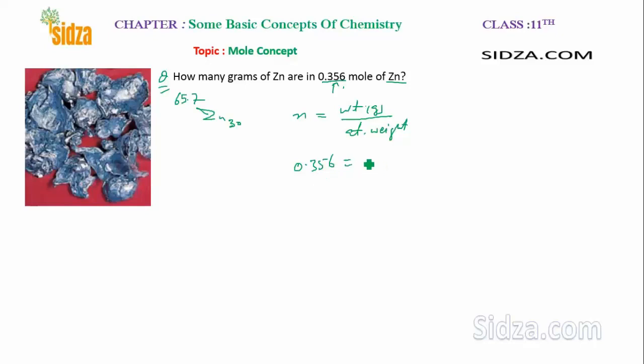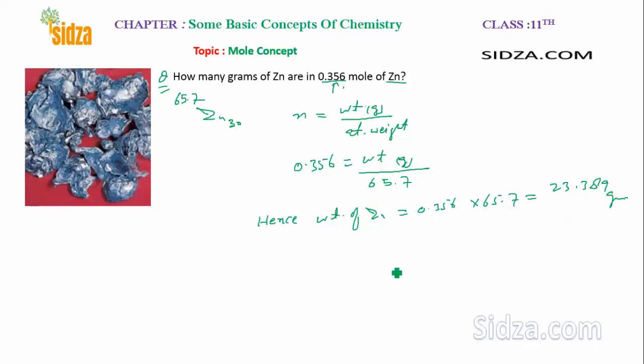Here n is 0.35. That will be equal to the weight of the substance in grams divided by the atomic weight of zinc, which is 65.7. Hence the weight of the zinc will be equal to 0.35 times 65.7. When I solve it, it is 23.38 grams of zinc. It means that 0.35 moles of zinc has a weight of 23.38 grams.